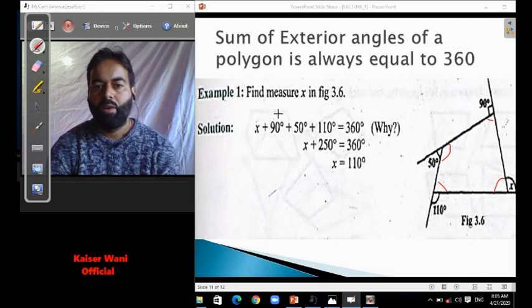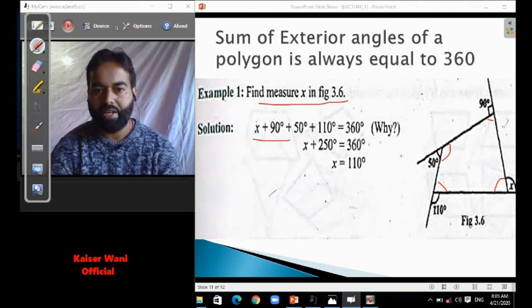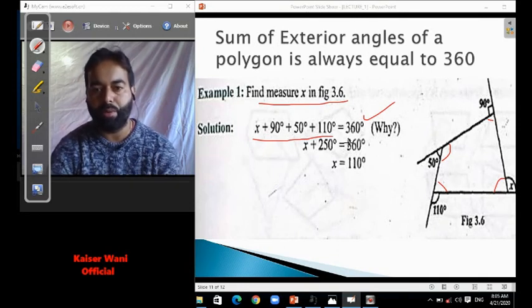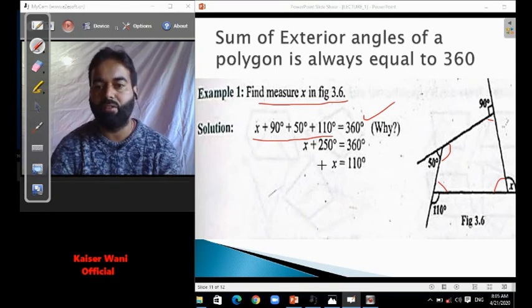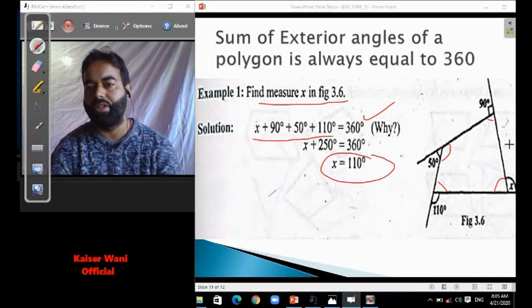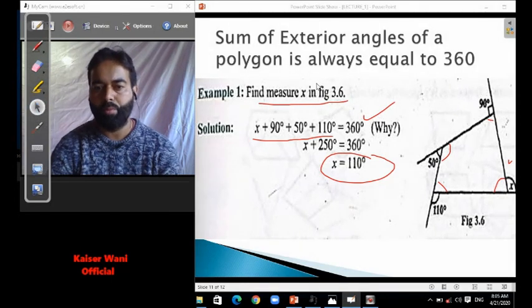Here is an example. We have to find the measure of x. Here we have a quadrilateral. This exterior angle is 90, this is 50, this is 110, and this is x. So x plus 90 plus 50 plus 110 is equal to 360, because the sum of exterior angles of a polygon is always 360. So x plus 250 is equal to 360. We can transform it: x equal to 360 minus 250, that is 110. So we have calculated this unknown angle. Hope you have got it.